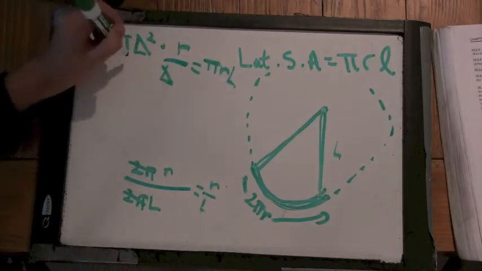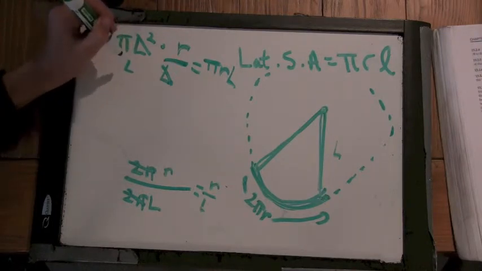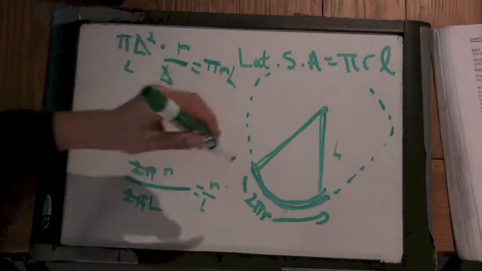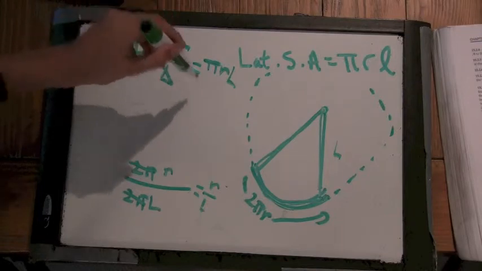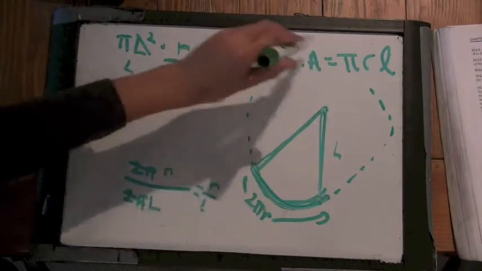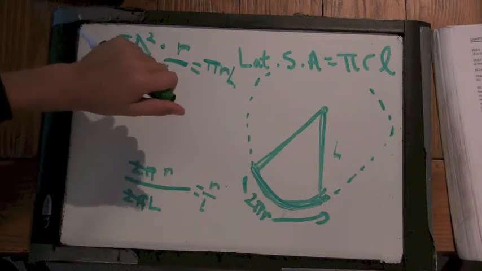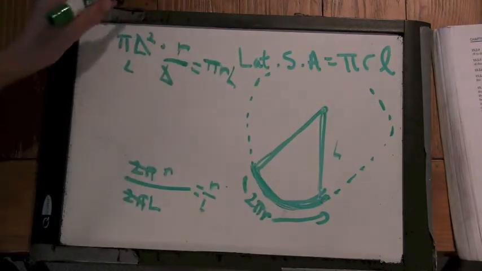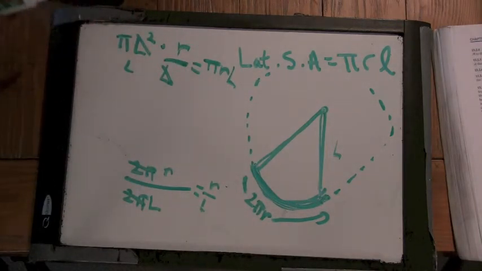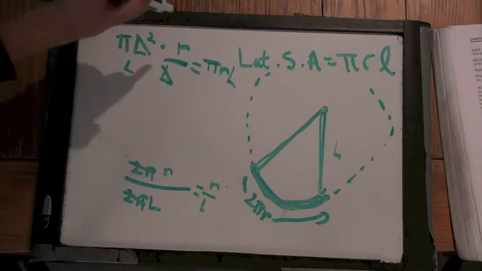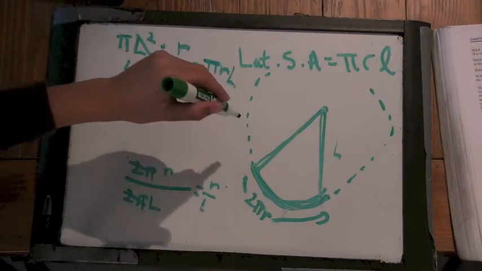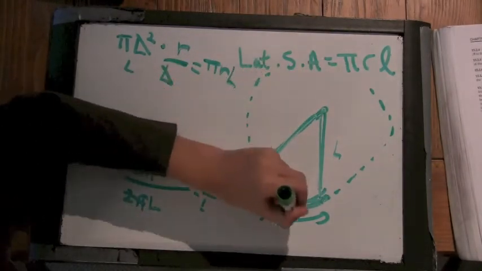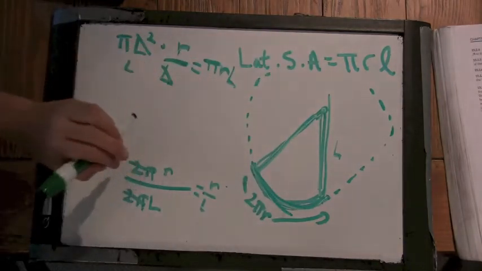Okay, so why is the area of that wedge pi L squared times R over L? Where does that formula come from? Pi L squared is the area of the large circle. R over L is the ratio of this to the whole circumference. That's telling you how much of the circumference this is. So we can transfer the same thing to the areas. It tells you how much of the area of the big circle this is.